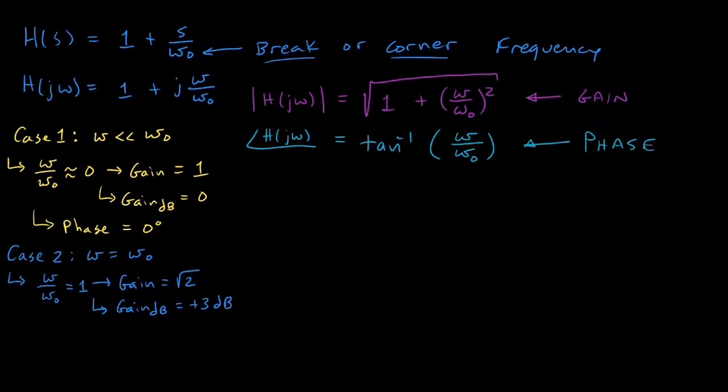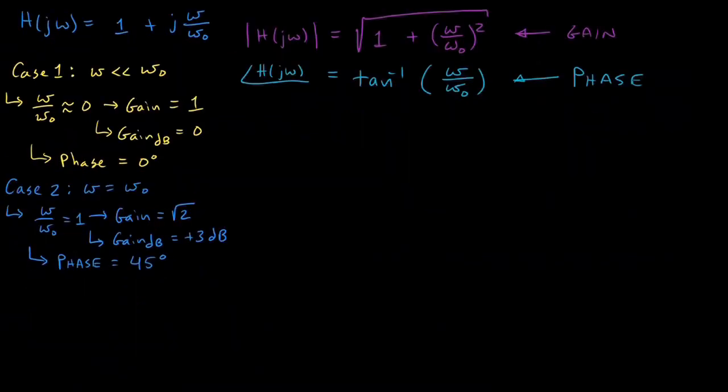For the phase in this case, ω/ω0 equals 1. The arctangent of 1 is π/4, or 45 degrees. So the phase equals 45 degrees.